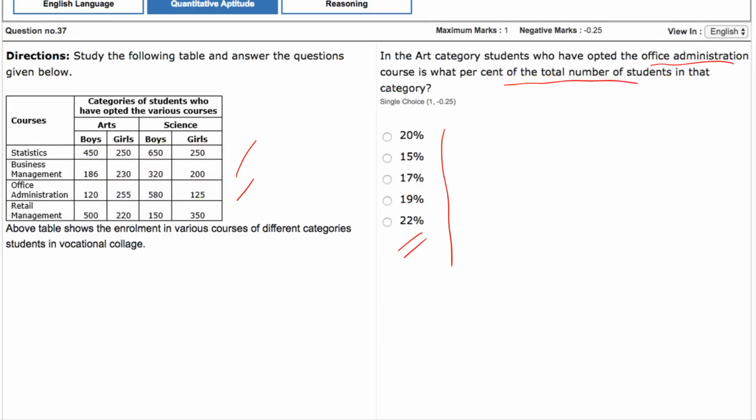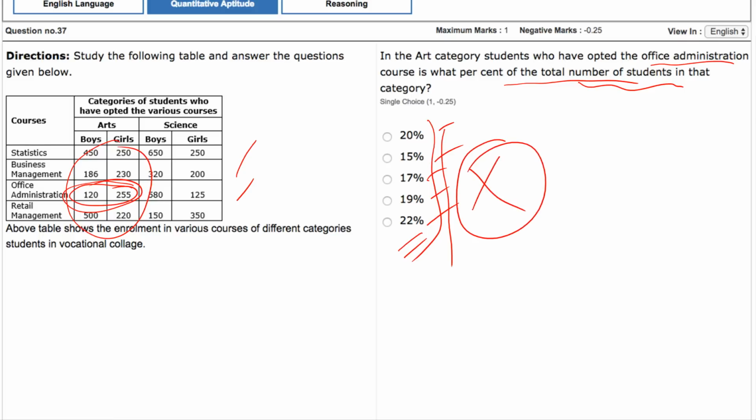Okay, let me just move to the next question again. The art category students who have opted for office administration. So art, office administration, this number is what percent of the total number in that category. So they want me to add all this, take the percentage and look at the ratios. 17, 19, 15, 22, 20.